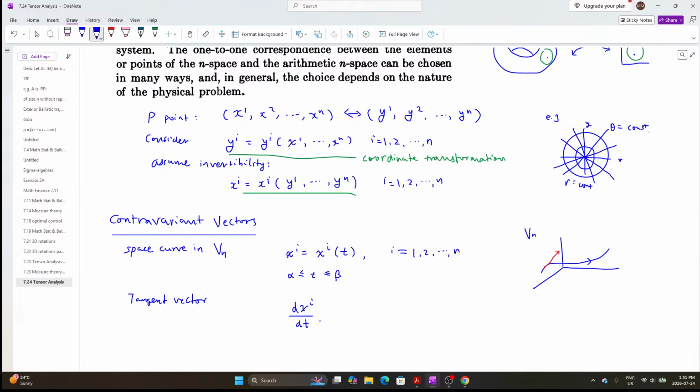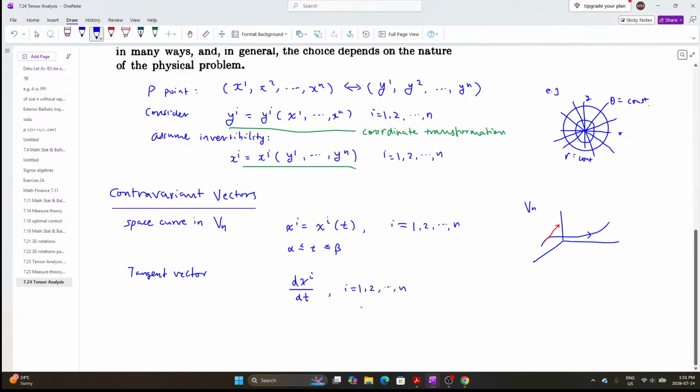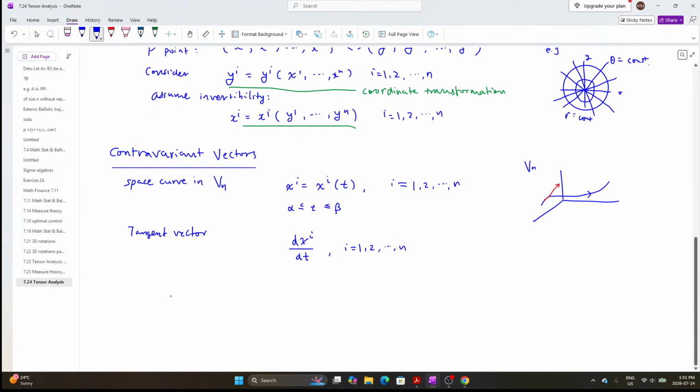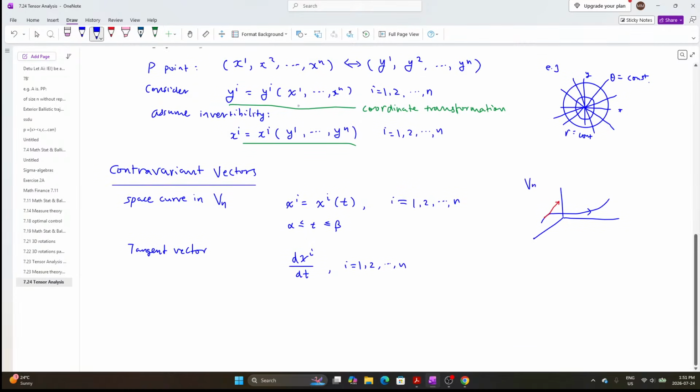So this is dxi over dt. That's the tangent vector. We'll do a more computational example shortly. Okay, so this is the tangent vector. And now let's consider a coordinate transformation. Like this one. So you've got y in terms of all the xi. So that's a coordinate transformation.